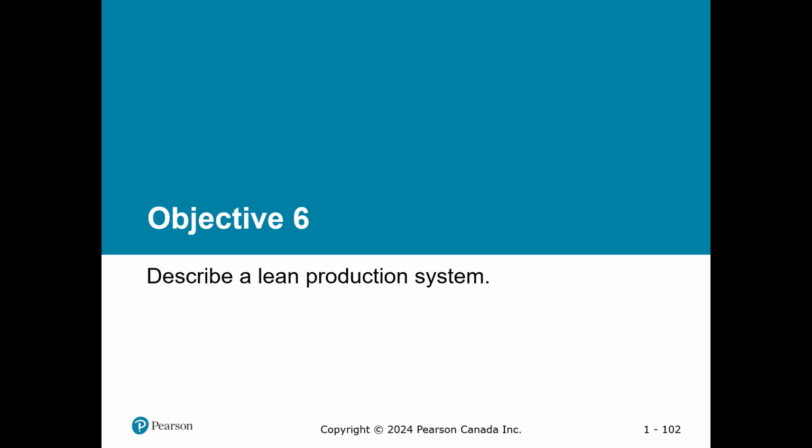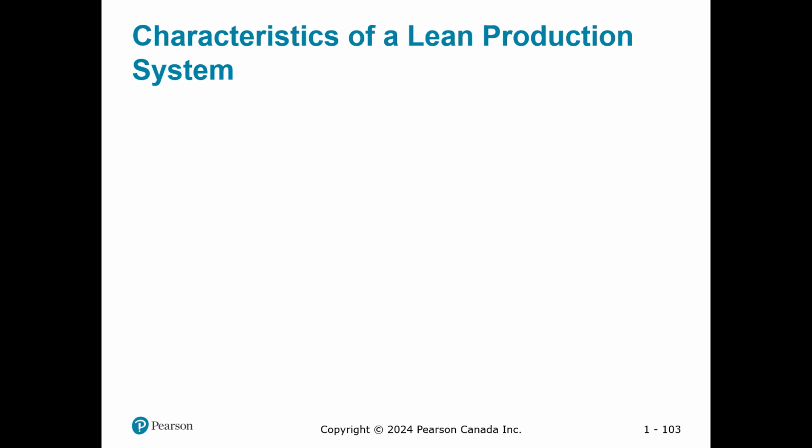Moving on to Objective 6, describe a lean production system. So what are the characteristics of a lean production system? First, we look at production in self-contained cells. What does that mean? We have areas, for instance, in a factory that do specific tasks, usually for a specific product or a family of products, and they do it in a continuous flow.